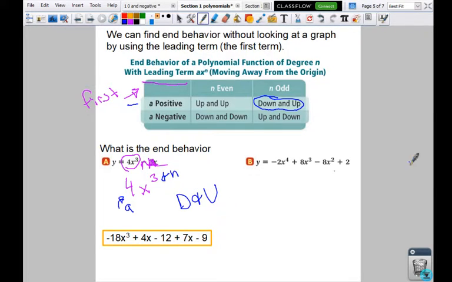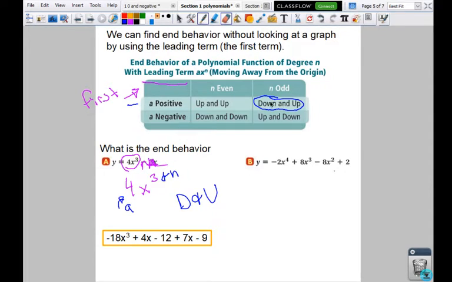So all we're doing is matching up where the two things meet. We're matching up where the row meets the column. A was positive, n was odd, they match up right there. My end behavior is down and up. When you do these, especially on the homework, you need this table to help you out. So that was our first one.